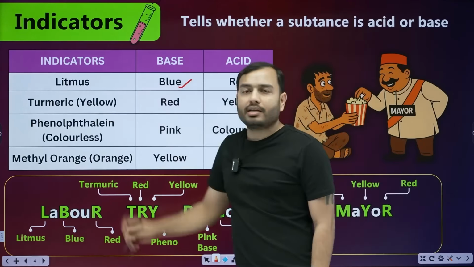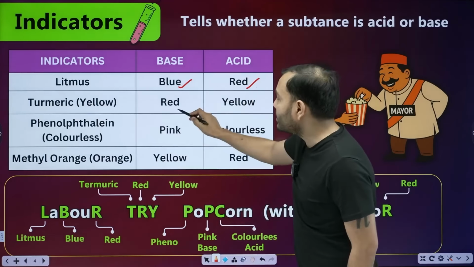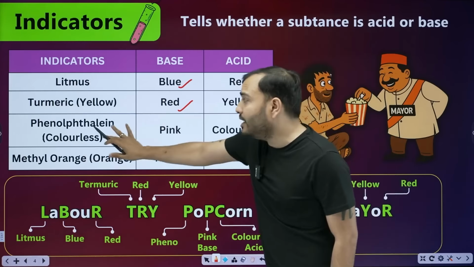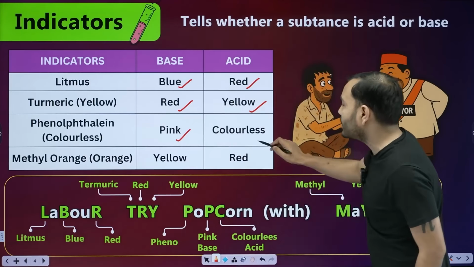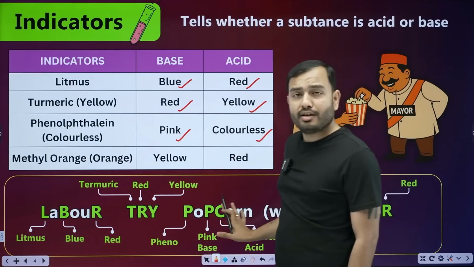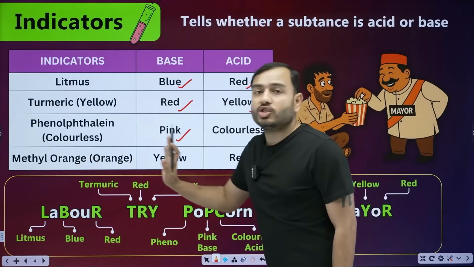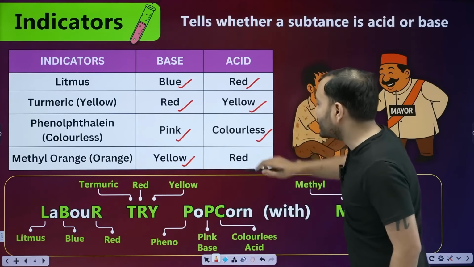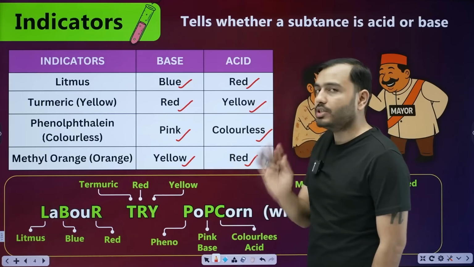The turmeric that we use in food, you know that stains your shirt sometimes. Haldi, turmeric. How does it turn in base? Yellow to red. How does it turn in acid? Yellow. Phenolphthalein. How does it change in base? Pink. How does it turn in acid? Colorless. How to memorize? There is a trick. I will make you memorize everything. Don't worry. Methyl orange is also an indicator. How does it turn in base? Yellow. And how does it turn in acid? Red.